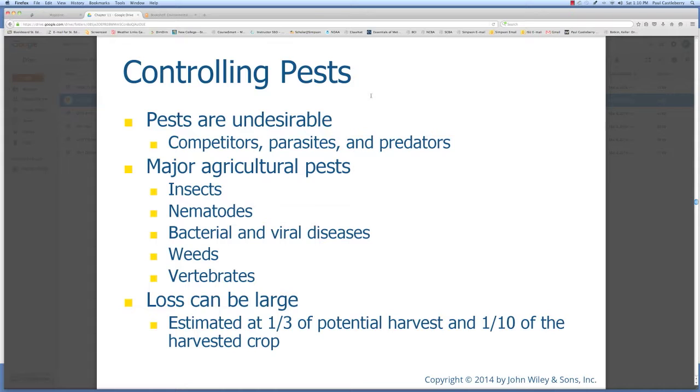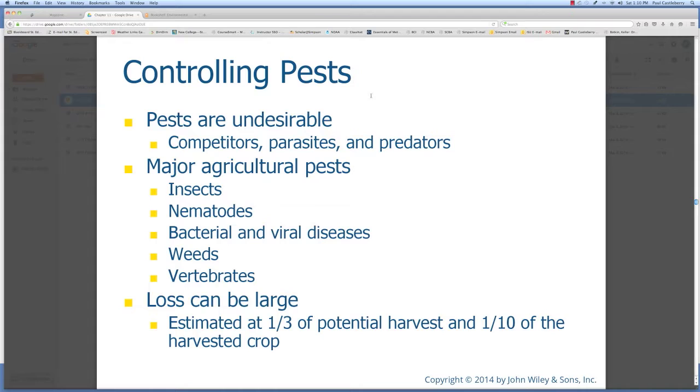They are competitors, parasites, and predators for the crops. And as you see right there on your screen, some of the major agricultural pests: insects, nematodes, bacterial and viral diseases, weeds. We're very familiar with weeds, vertebrates. The loss can be large.